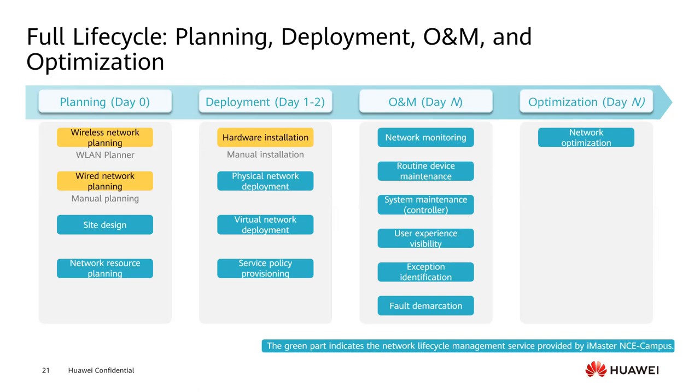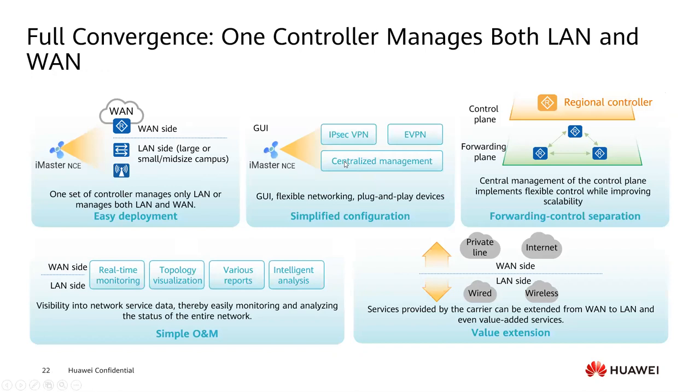Then in particular in the wireless part, the network can be optimized automatically without the human or the network engineer doing the operation. And the cloud campus solution also can cover the WAN and LAN side of the network. Okay, one controller can manage both LAN and WAN.